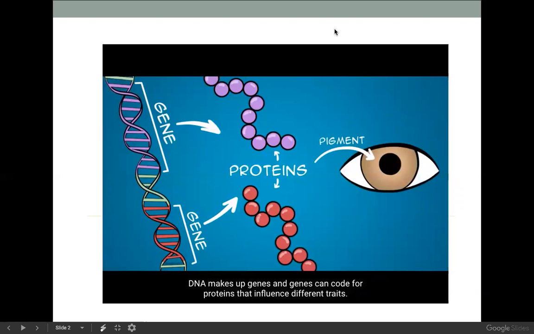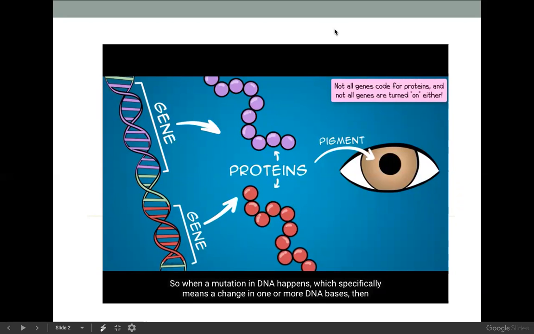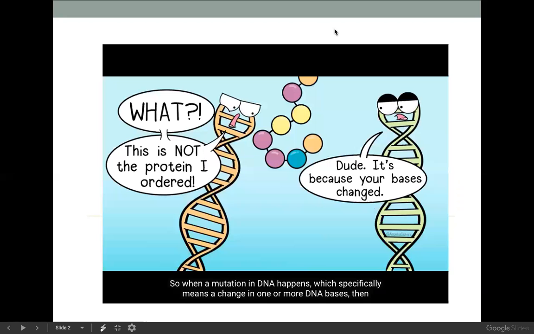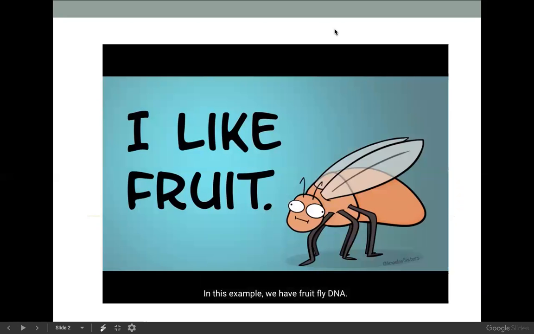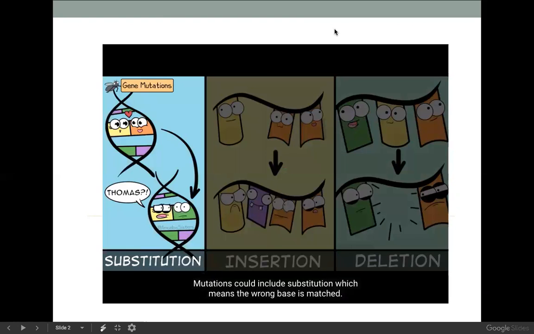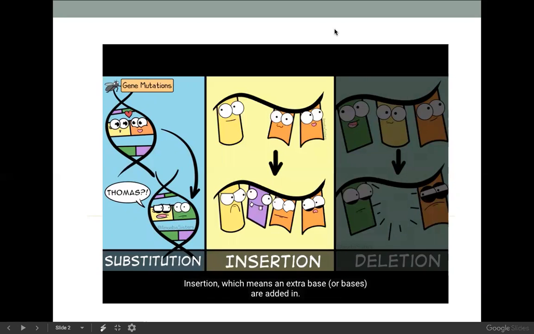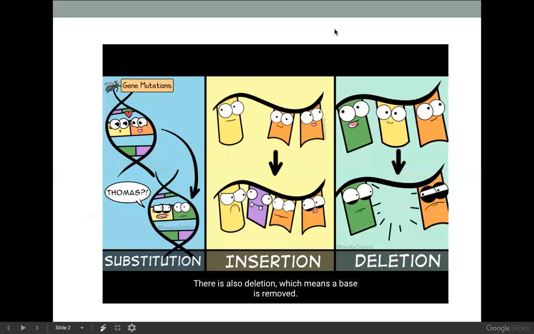DNA makes up genes, and genes can code for proteins that influence different traits. So when a mutation in DNA happens, which specifically means a change in one or more DNA bases, then different proteins can be produced, which can affect an organism's traits. In this example, we have fruit fly DNA. Mutations could include substitution, which means the wrong base is matched, insertion, which means an extra base or bases are added in. There is also deletion, which means a base is removed.